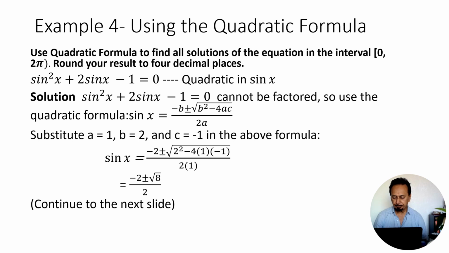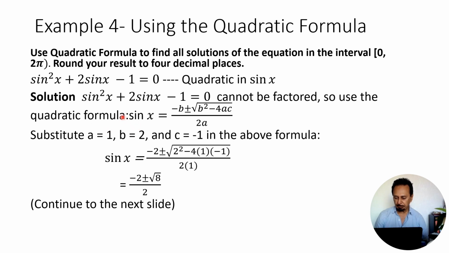Example 4. We use the quadratic formula to find all solutions of the equation in the interval 0 to 2 pi. Round your answers to 4 decimal places. So we have sine squared x plus 2 sine x minus 1 equal to 0. And this is quadratic in sine x, and this is not factorable. So we have to use the quadratic formula.